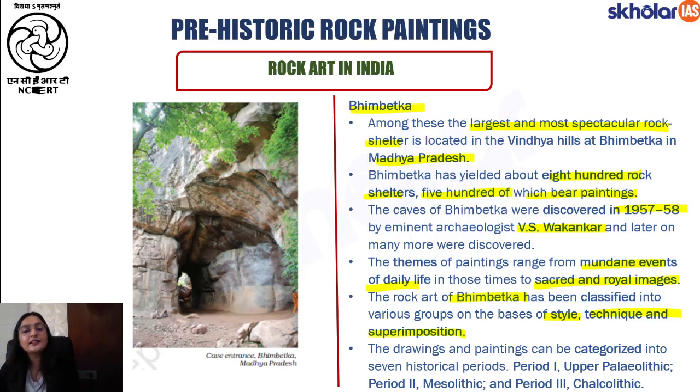Apart from that, students, the paintings that are found in the Bhimbetka rock shelters are also categorized on the basis of time period, that is 7 historical time periods. However, under them, only 3 periods are of importance to us that have been discussed in this particular chapter as well, which include the first period or the Upper Paleolithic period, the second period that is the Mesolithic period, and the third period which is the Chalcolithic period.